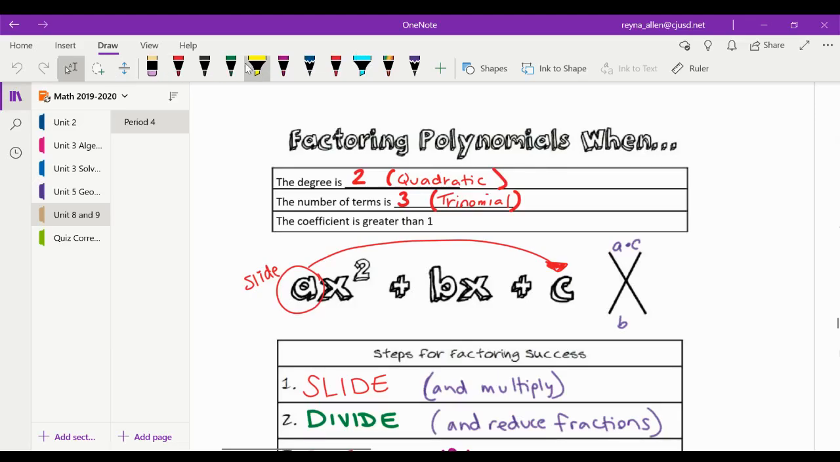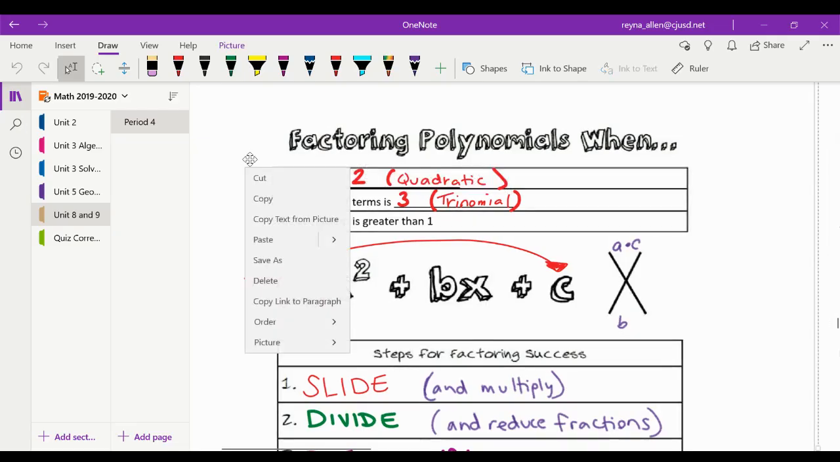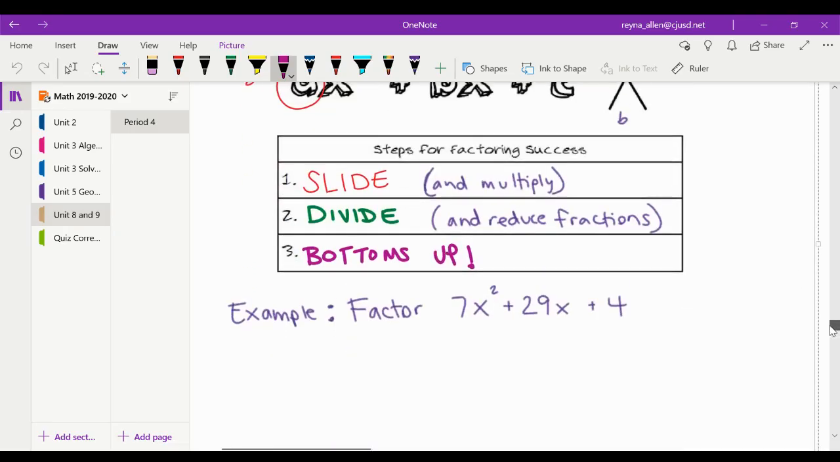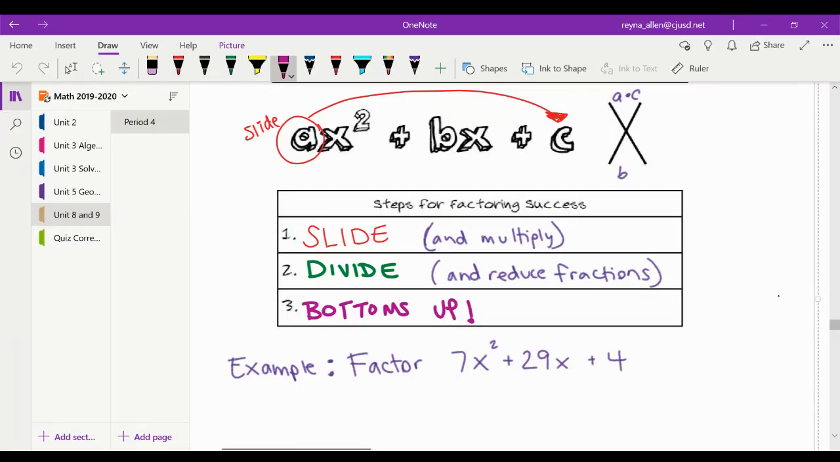This is your guys' second method for factoring. This is for quadratics and it's for trinomials. The difference here is that your a is going to be a number bigger than 1. So it's going to be 2, 3, 4, 5, 6, whatever number that may be. So what you're going to do, this is called the slide, divide, bottoms up method. It's called that just to help you remember the steps to take.